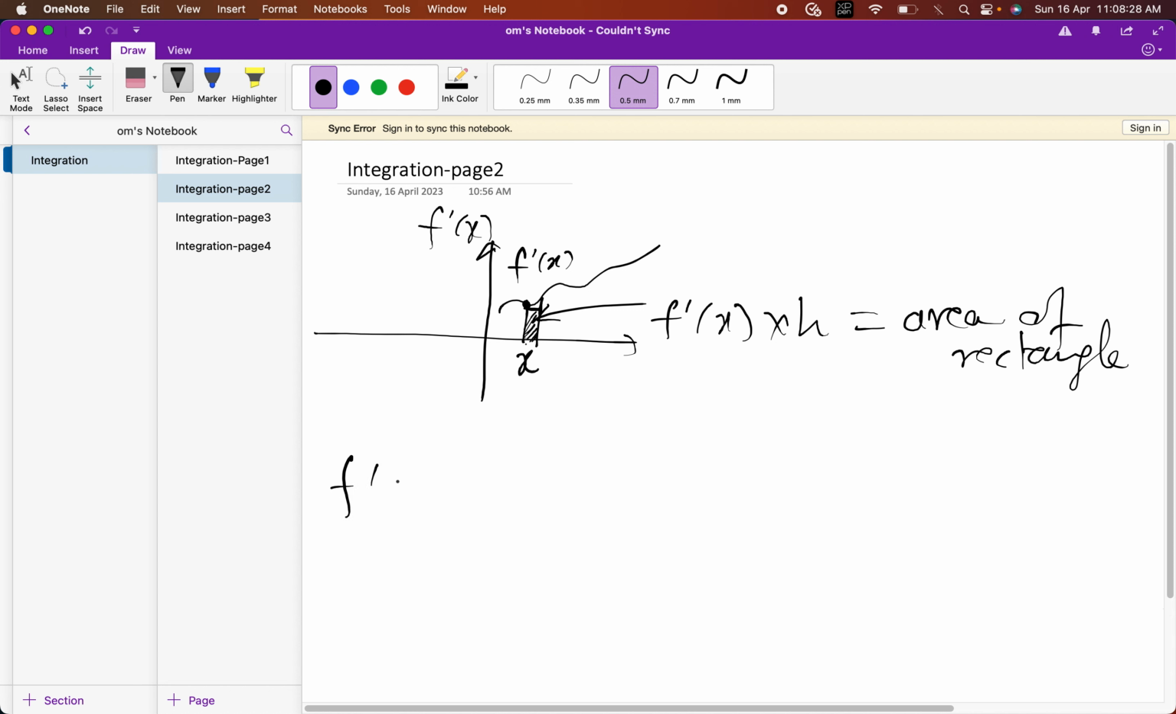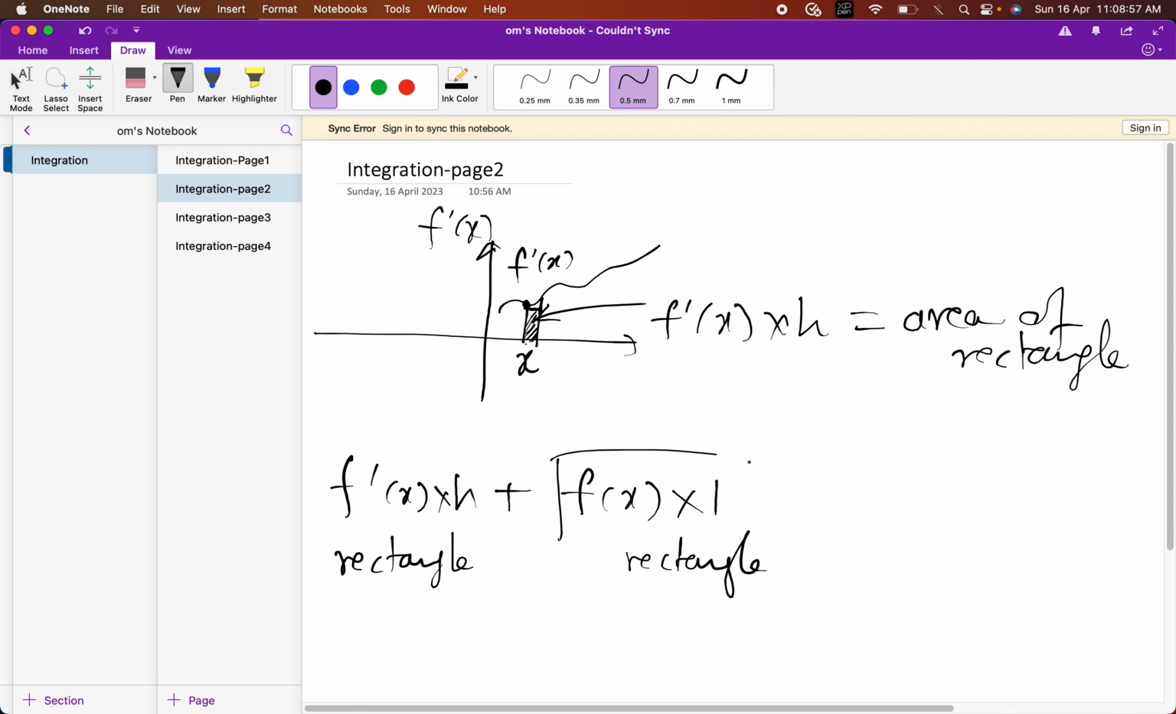To this area under the rectangle, I'm adding f of x. You may ask how you can add an area to a length. Well, I can think of this also as an area. This is the area of a rectangle whose width is h and length is f dash x, and this is the area of another rectangle whose width is 1 and length is f of x. Well, f of x is however not in this graph, because this is the graph of f dash x. So the first rectangle I have is this one.